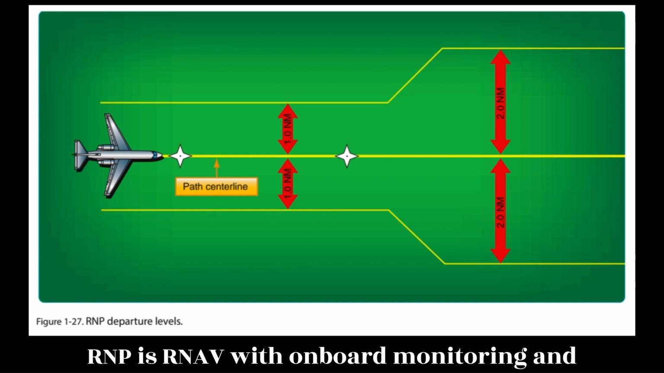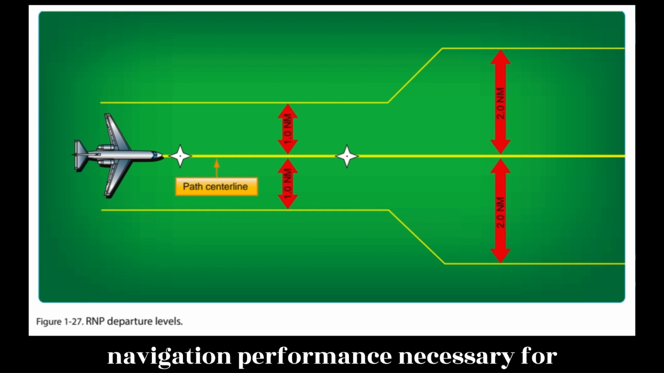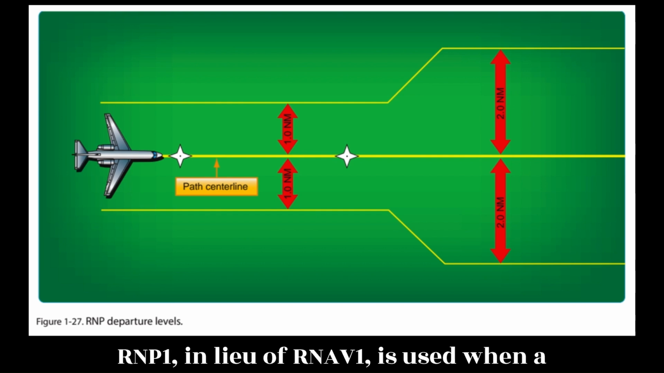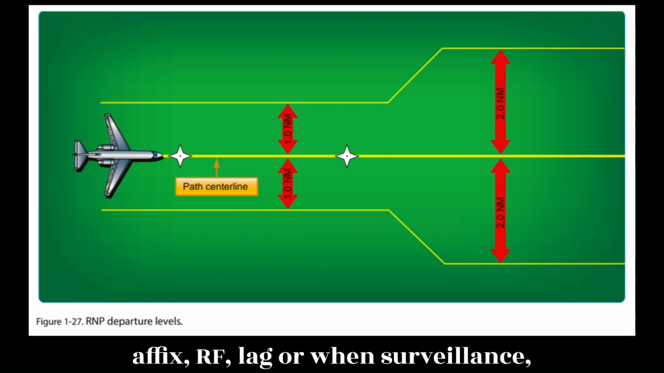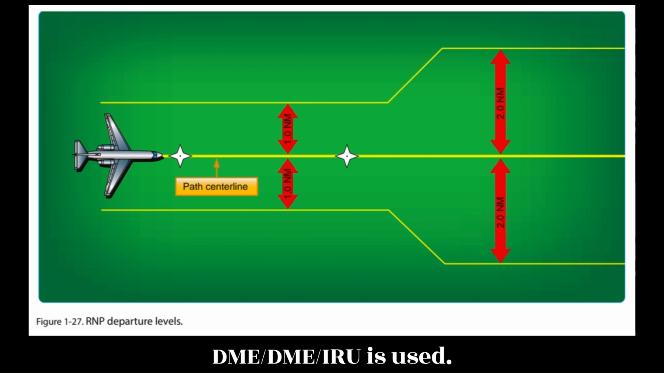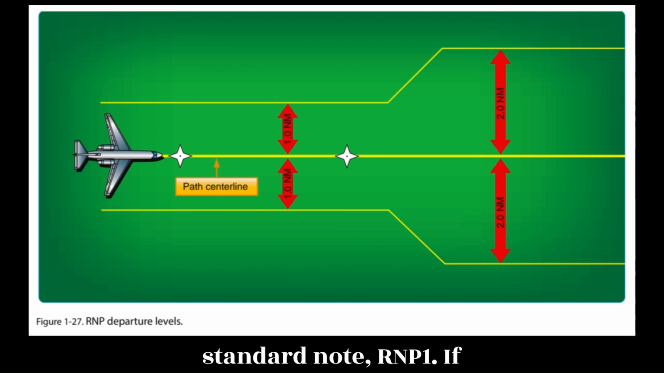RNP is RNAV with onboard monitoring and alerting. RNP is also a statement of navigation performance necessary for operation within defined airspace. RNP 1, in lieu of RNAV 1, is used when a DP contains a constant radius to a fix, RF, leg, or when surveillance, radar, monitoring is not desired, or when DME/DME/IRU is used. These procedures are annotated with a standard note, RNP 1.